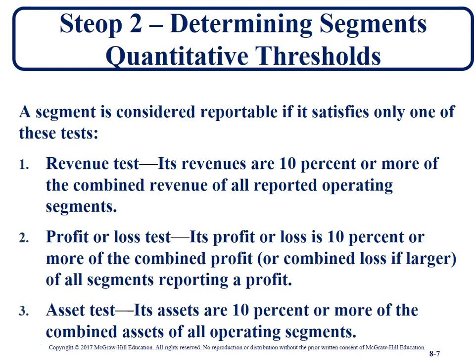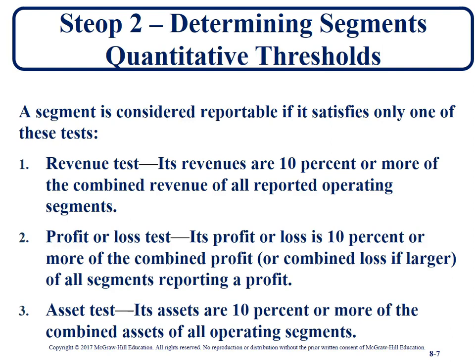All right, step 2, which is a terrible typo up there, determining segments quantitative threshold. A segment is considered reportable if it satisfies only one of the tests. So there's 3 tests. It only has to meet one of the 3. The first test is the revenue test. So what you do is you determine the total revenues of the business, and you look at the various operating segments in the business, and if any one of those segments is at least 10% of all the total operating revenue for the business, you would report it.